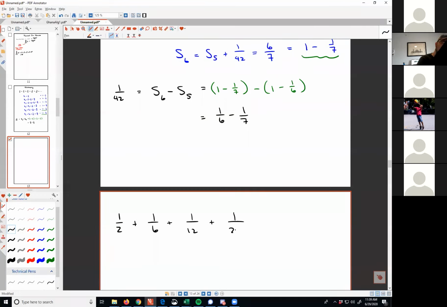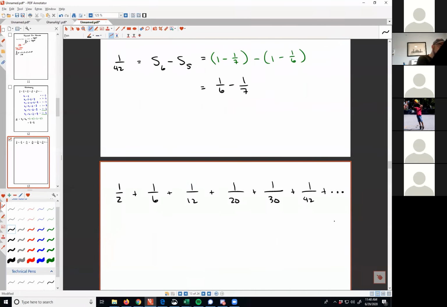By the way, if you notice, the terms are 1 over 1 times 2, 1 over 2 times 3, 1 over 3 times 4, 1 over 4 times 5. But now we have a way of rewriting these. We can rewrite the first one as 1 over 1 minus 1 over 2. And the second one is 1 over 2 minus 1 over 3. And the third one is 1 over 3 minus 1 over 4.